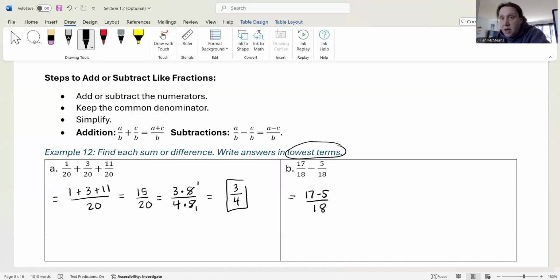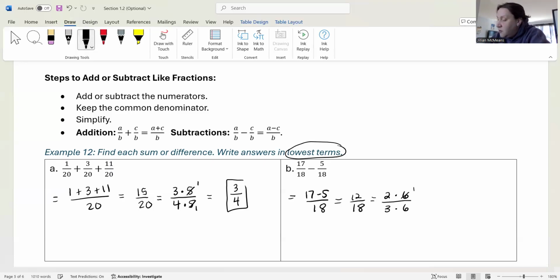We keep the common denominator of 18. 17 minus 5 is just 12. So I end up with 12/18, but at this point, I need to see if I can simplify, okay? So I think of 12 as, let's say, 2 times 6. 18, we could think of it as 3 times 6. So 6 is the greatest common factor that we can divide out, all right?